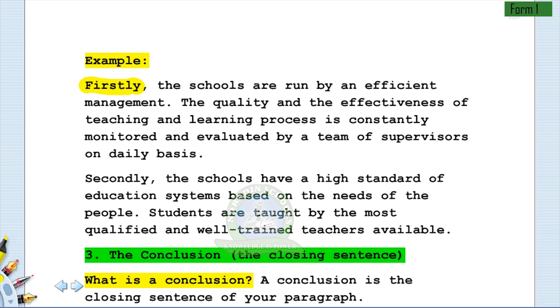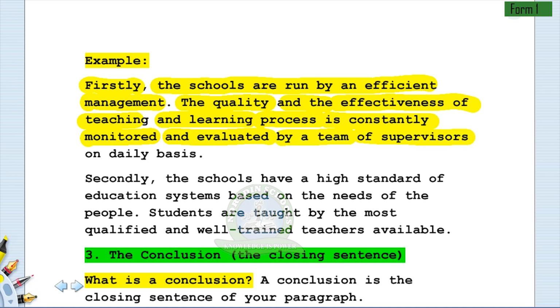The quality and the effectiveness of teaching and learning process is constantly monitored and evaluated by a team of supervisors on a daily basis. Look how I justify and give supporting sentences to my topic sentence that Nuruddin schools are the best. How? Because this is one reason: the quality and the effectiveness of teaching and learning process is constantly monitored and evaluated by a team of supervisors on a daily basis.